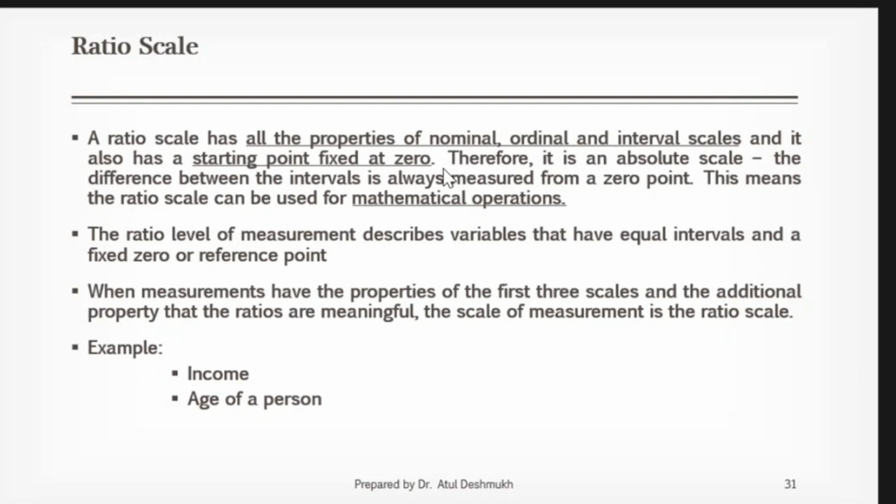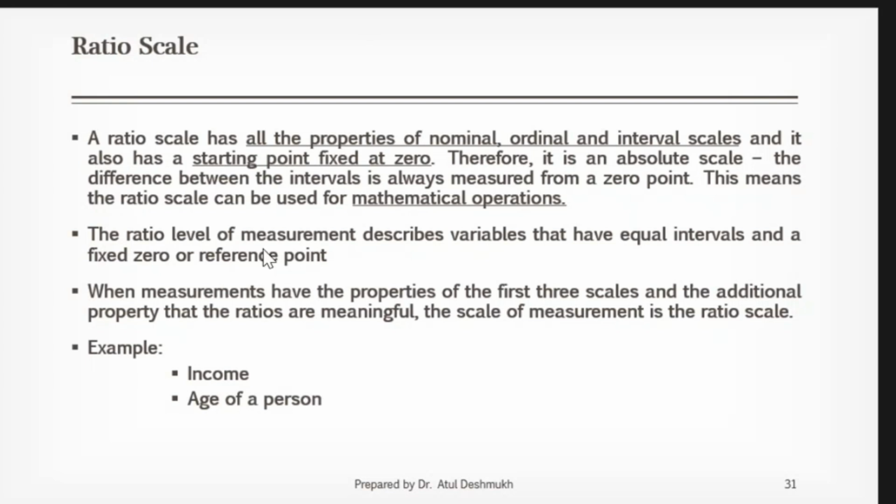Just now I explained that it has a starting point which is fixed at 0. Therefore, it is an absolute scale, right? So why is it called a full scale or absolute scale? Because the starting point is 0, and as there is a starting point 0, all the mathematical calculations are possible. The difference between intervals is always measured from the 0 point. This means ratio scale can be used for mathematical operations. All kinds of mathematical operations are possible in case of ratio scale.